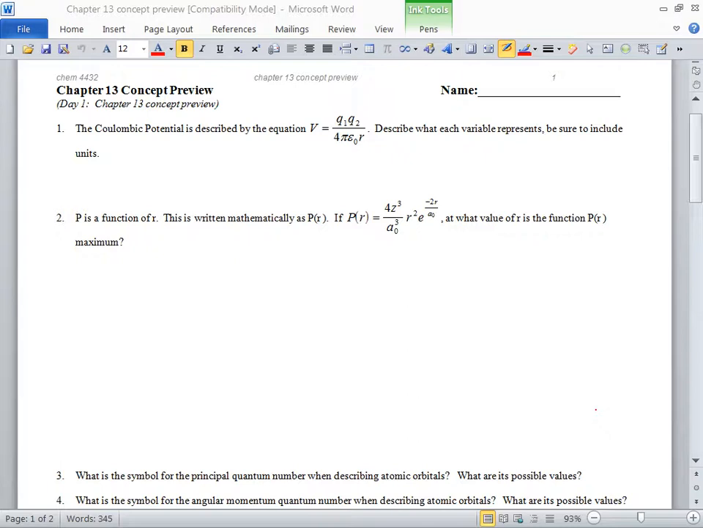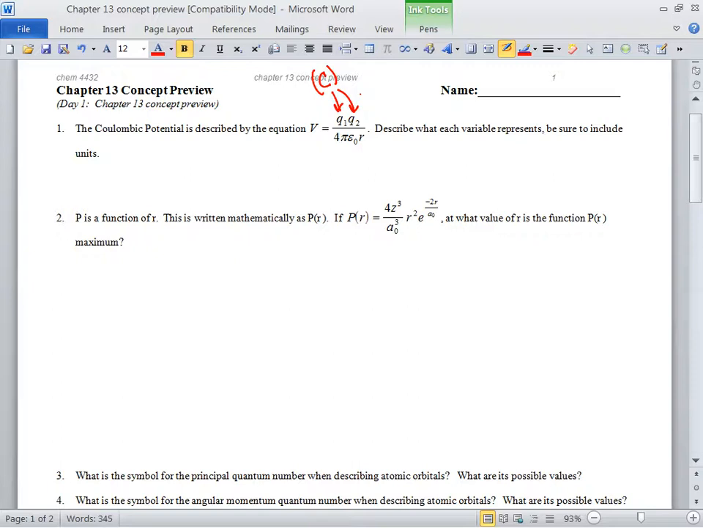Okay. So the Coulombic potential. What does each variable represent? And be sure to include units. So we'll start with Mel. Pick a variable and tell me what it is. It's Q. Okay, what's a Q? Coulombs. Big C. Coulombs for what parameter? Charge. Right, so both of those would be coulombs, I guess.